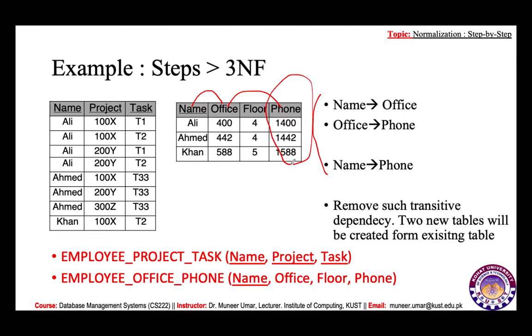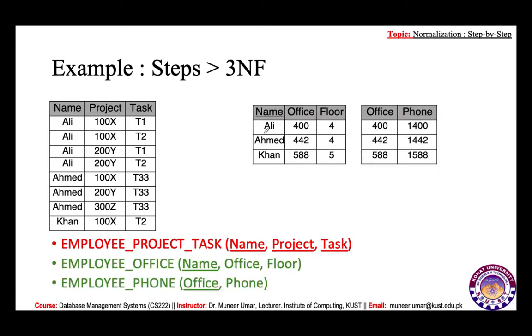We must create a separate table for this phone and connect it with the office, and keep this table as it is without phone. So we are going to decompose this table into two more tables. Here we have name, floor, and name, office, and floor, and this phone is separated from the previous table. Now to connect both the tables, we are using office here with this phone. So these two can be connected with the help of office.